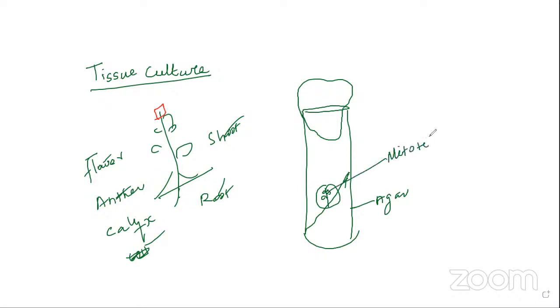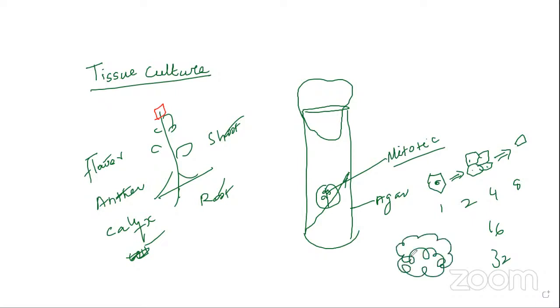What is the main process of mitosis? A single cell is converted into double, double again converted into four, four into eight. So single cell, double cell, 4, 8, 16, 32, like that. Finally, a colorless mass of cells is produced within the test tubes. That is called callus, undifferentiated. Okay, callus cells are there.